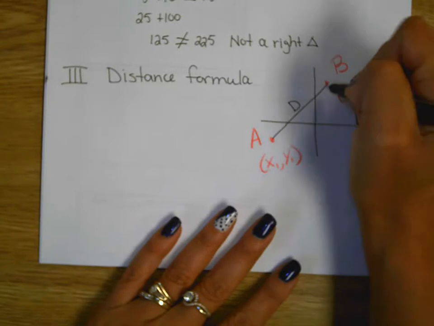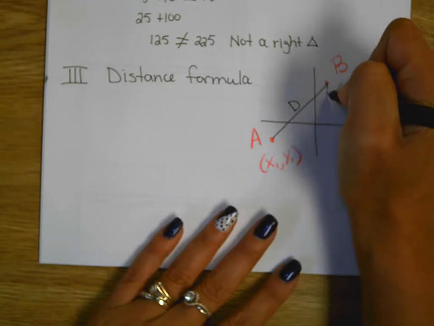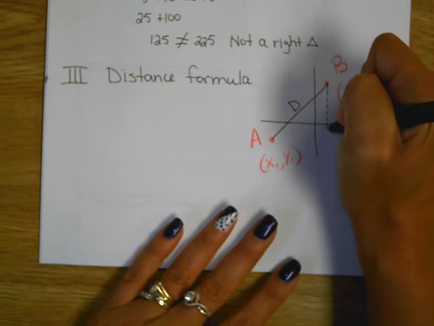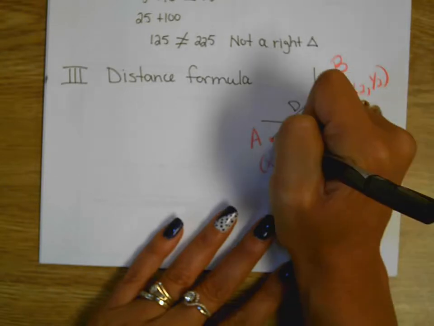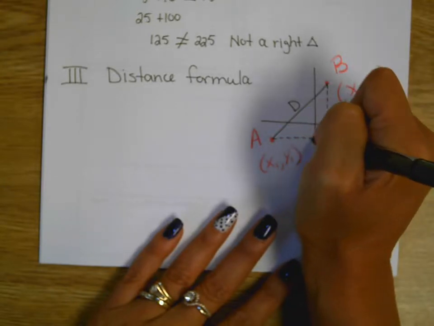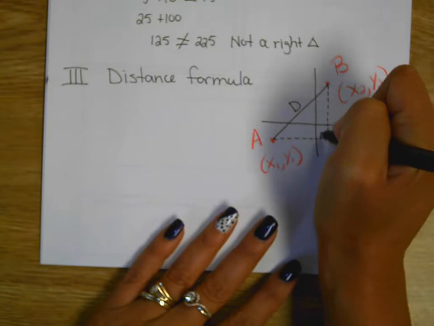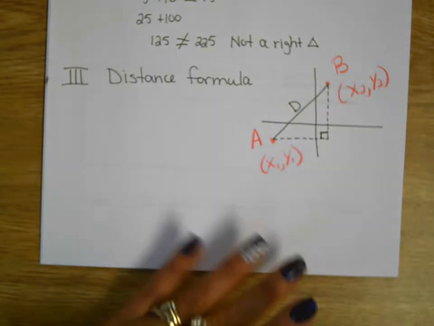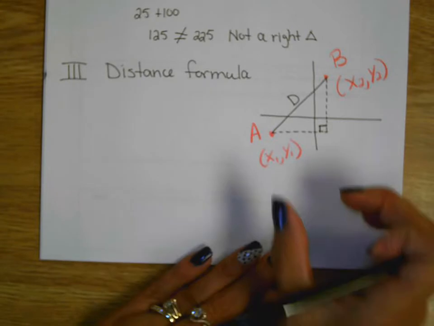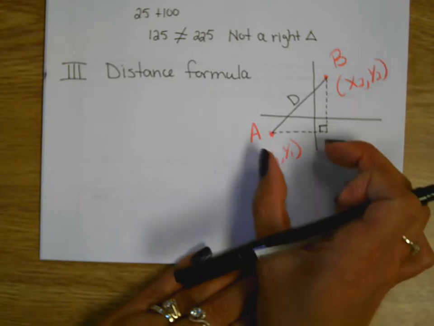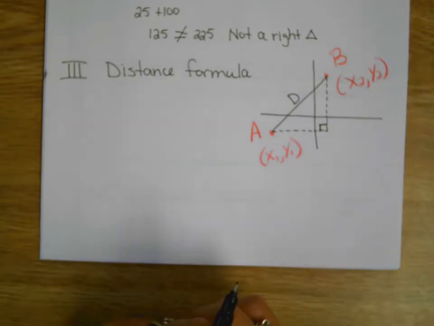I'll call it D. Now you can make a right triangle out of this by dropping straight down and horizontal, making a nice right angle there. If we know those two dashed lengths, we can set up a distance formula with Pythagorean theorem.